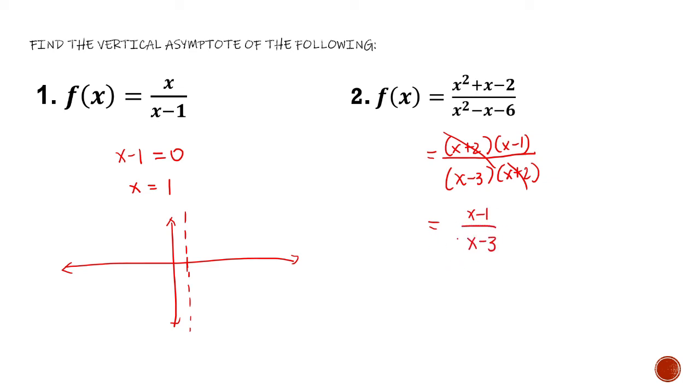Okay, so ngayon wala nang factorable. We can just get the denominator, which is x minus 3, equated to 0, and we solve for x. Okay, so if we are going to graph the vertical asymptote, so 1, 2, 3, nandito po ang ating vertical asymptote. So, dyan yung value kung saan undefined yung function.